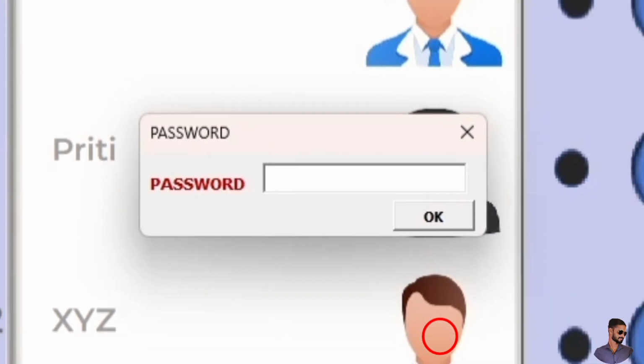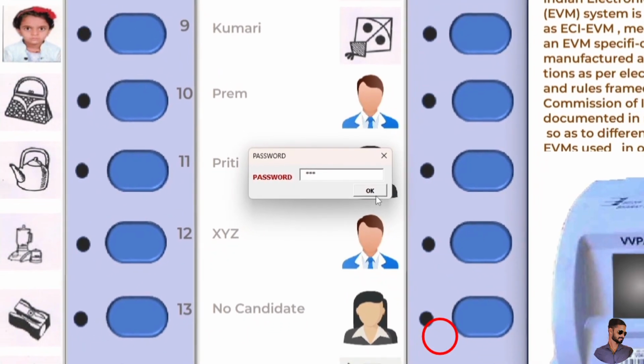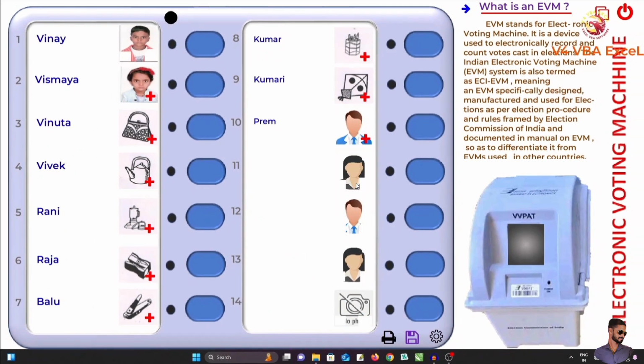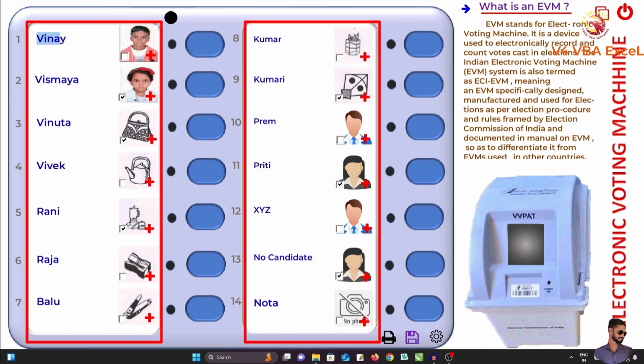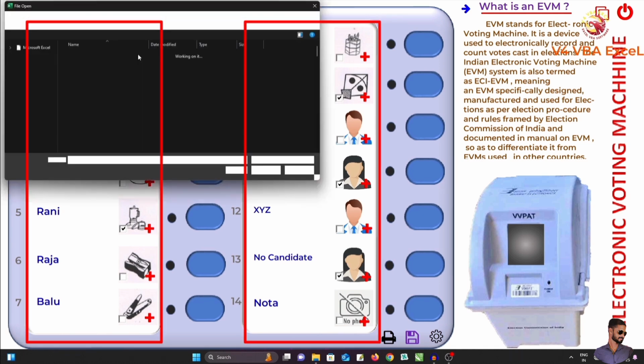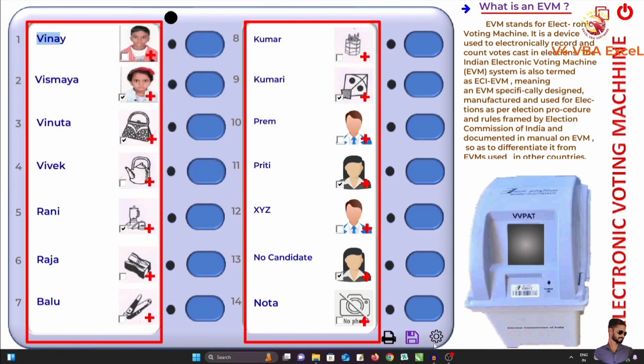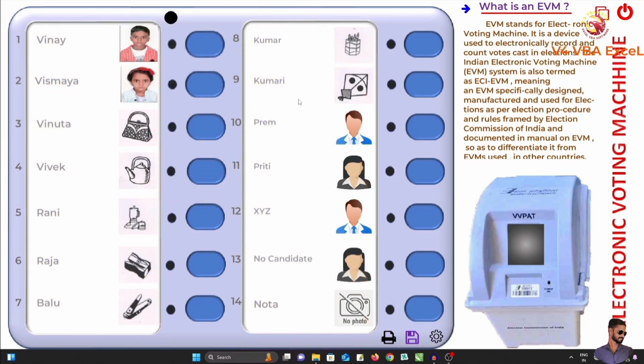After clicking on Settings, a password is requested. Once the password is entered correctly, all candidate labels become active. At that point, you can add candidate names and photos, then save the data. To operate the voting machine, first press the Enter key on the keyboard.